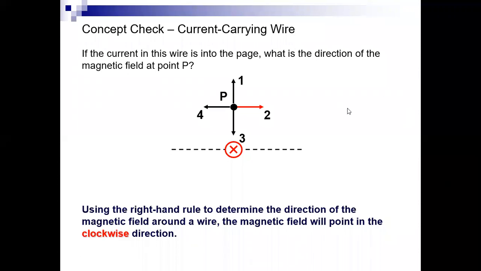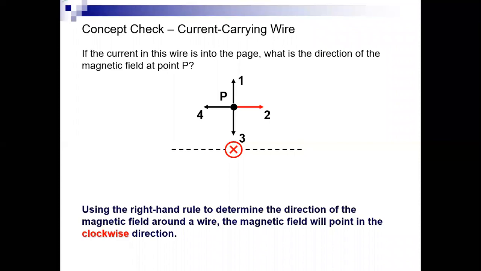So please verify the clockwise direction. The magnetic field direction will be clockwise because the direction of current is into the page. You curl your fingers, and it will show you the direction of the magnetic field.